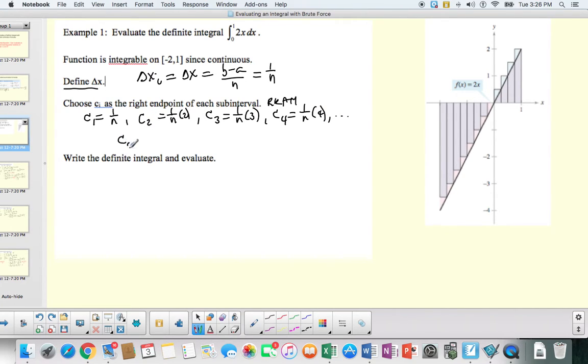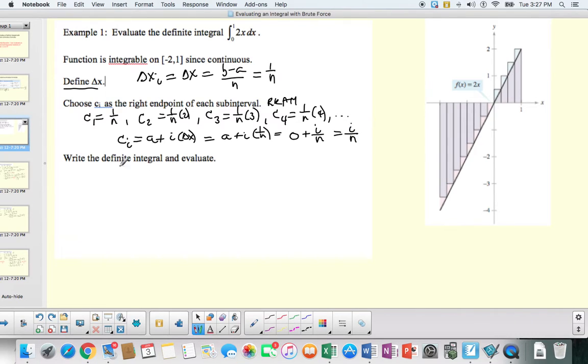Okay, so I get a pattern here. C sub i will be equal to, wherever you start, and in this case we're starting at 0, a plus, and then this will be i, the term number, times delta x. That's the width. Well, we've determined the width to be 1 over n, so this is going to be a plus i times 1 over n. And we also know that our a term is 0, so this is going to be 0 plus i over n. So our c sub i term is in this form, and I'll just call it i over n.